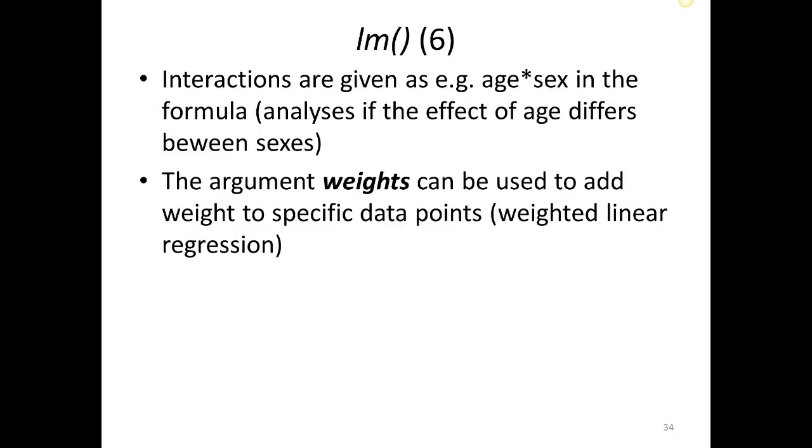If in your multivariable model you would like to have an interaction between two variables, you should write, for example, age star sex, and then you will get an interaction between age and sex also in the analysis. So this will give you the result if the effect of age differs between sexes. If you want to do a weighted linear regression, you add the argument weights to give different weights to specific data points.